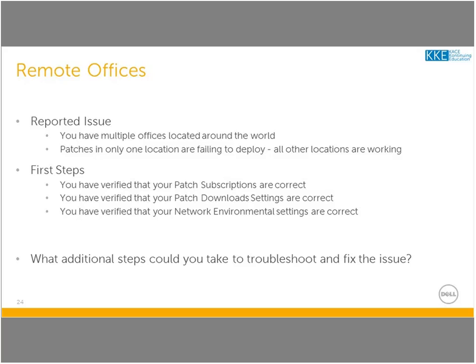Well, we already know that the K1 can successfully get patches from the internet, because they're working in some places, and that it can successfully get those patches downloaded, not only from the internet to the K1, but from the K1 to the agents. That's working, at least in some of our locations. And we know that, therefore, our network environment settings are correct and working, and our subscriptions are good, et cetera. The only thing that we know at this point is one of our offices, and only one of our offices, is not successfully deploying patches. What's the next step? Where do we go to look?